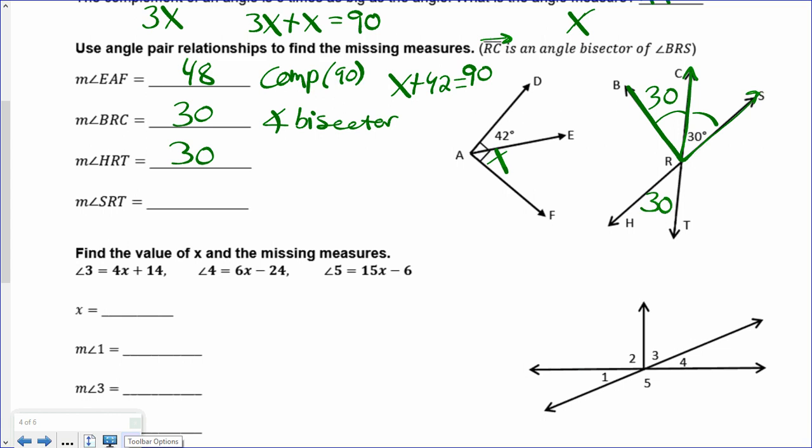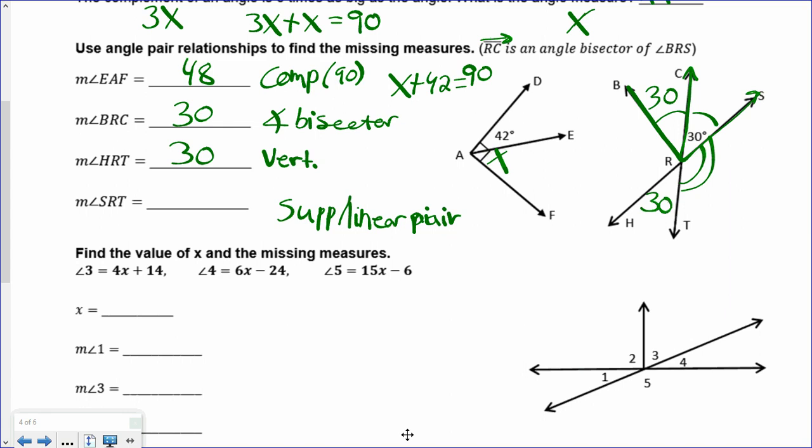What about angle SRT? That's this guy right here. It is 150. Why? Because 30 plus 150 equals 180. Okay, because of what? Property or relationship? Supplementary. So it's supplementary or linear pair. Linear pair or supplementary works.